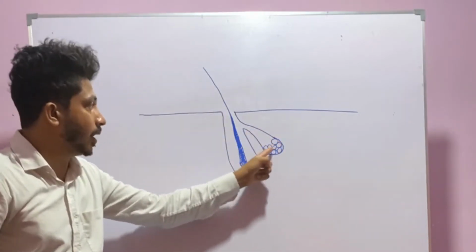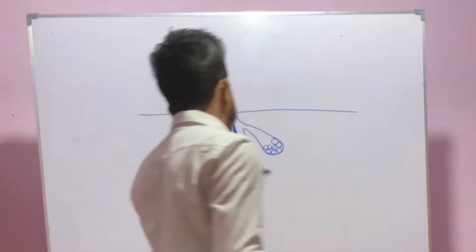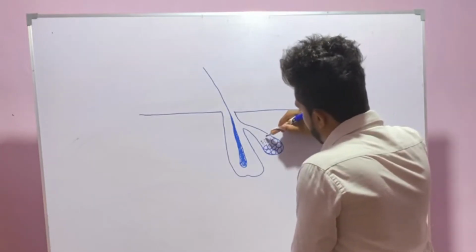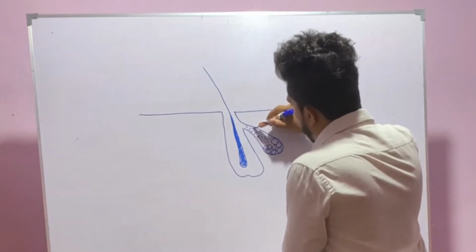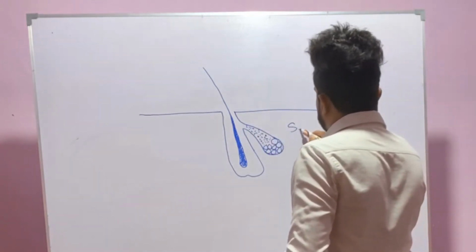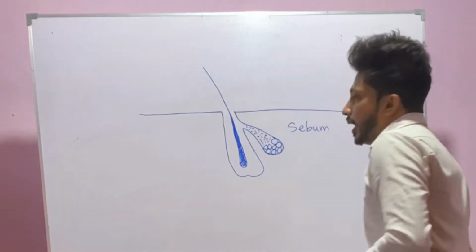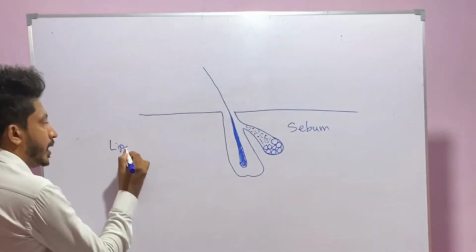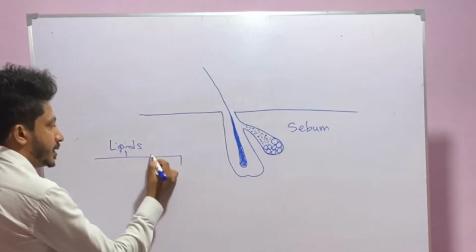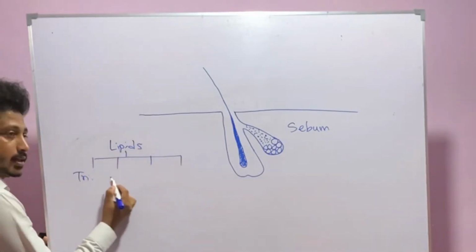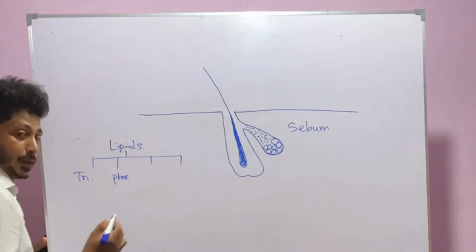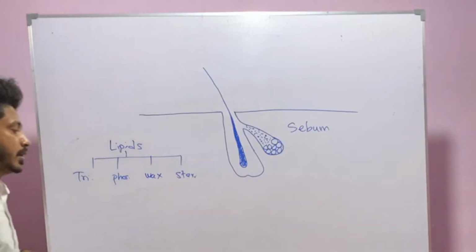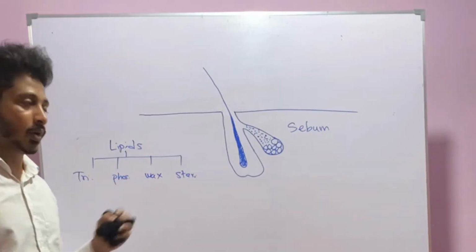Okay, inside this one, sebaceous gland. Sebaceous gland excretes an oily substance called sebum. So actually in the lipid lesson I have told you lipids can be categorized into 4 types: triglyceride, phospholipids, wax and steroid.